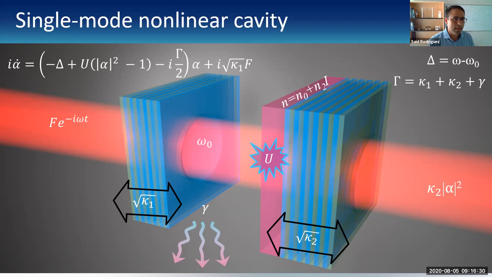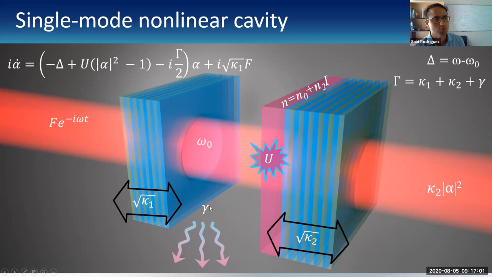And physically, at the level of Maxwell's equations, this corresponds to a nonlinear refractive index, n2, which is shown here. So I have some material in the cavity that has a nonlinear refractive index that depends on the intensity of the incident light, which is F squared. And then I have a total decay rate, capital gamma, which is the sum of the leakage through the two mirrors plus some other leakage or loss rate, little gamma, which I attribute to absorption. And so the sum of those is the total loss rate.